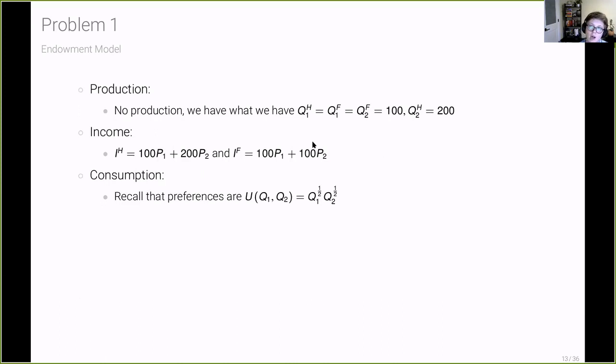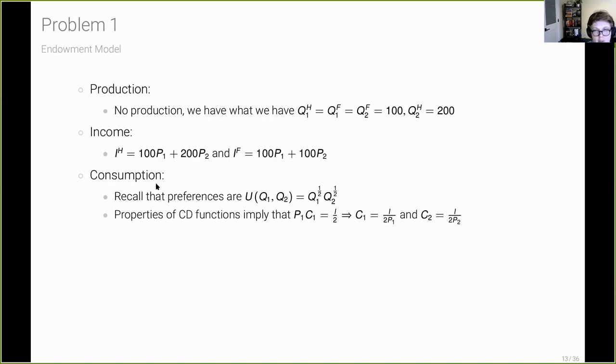Hopefully this should be all fairly straightforward, and very much review at this point. If preferences were given as they were, then by the properties of Cobb-Douglas functions, we know that having an exponent of a half here means that we're going to spend half of our income. I just want to be clear here: this is an I, so this means income. We're going to spend half of our income on the consumption of good 1.